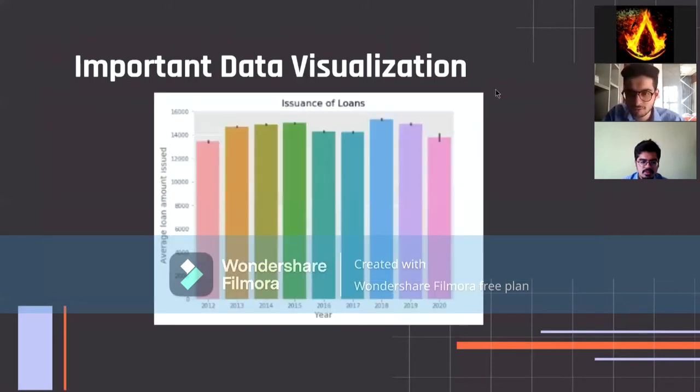The next visualization is the issuance of loans. This is between average loan amount issued and years. Whenever a bank gives a loan, they have to give the entire amount to the RBI for risk analysis, and this shows an increase in issuance of loans, and in some cases we can see a significant decrease as well. Next.